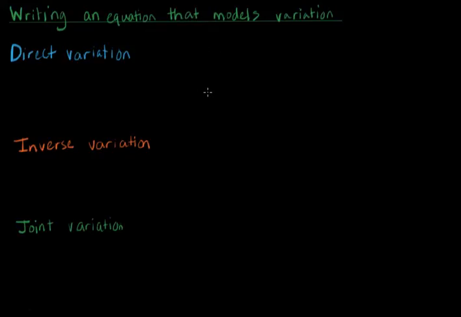In this video, I want to talk about writing an equation that models variation. You may have heard some of these terms before, I'm not sure, but let me explain what they mean. Direct variation is a term that means that two things are related in a direct way, or they have a direct correlation, we sometimes say.